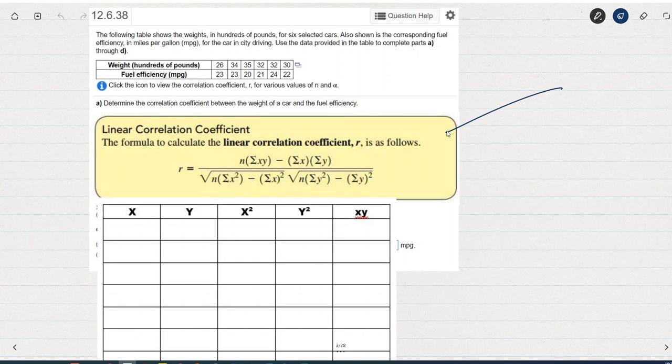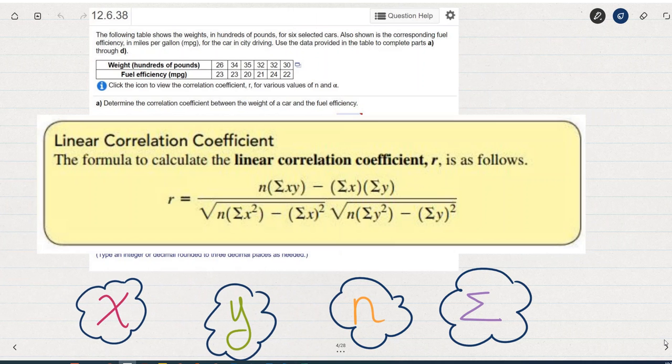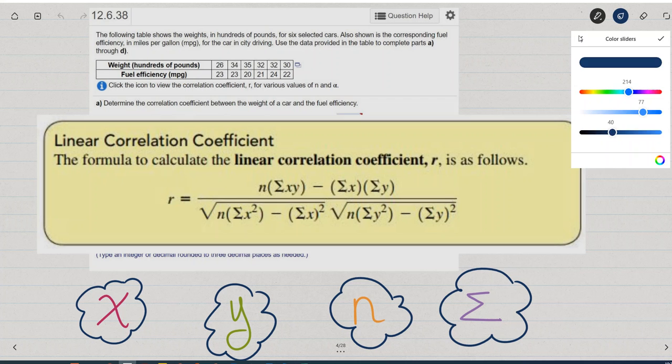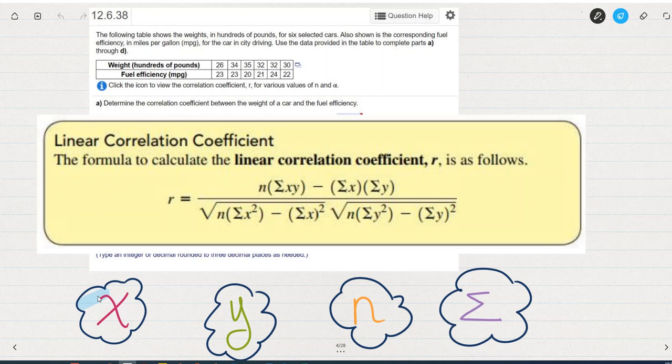Here's the formula. It's just given to us in our book. But to apply this formula, we're going to want to be really comfortable with a few variables and symbols. Let's start with the x. We need to be able to determine which variable is x and which is y. So when we look at our table, we want to determine whether the weight or the fuel efficiency is independent, and which is dependent.